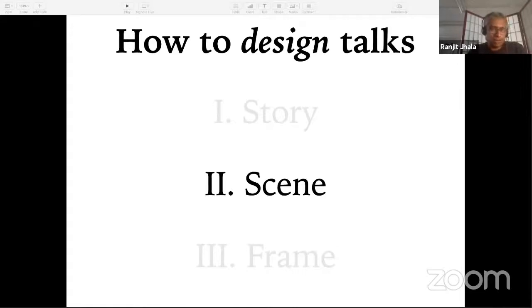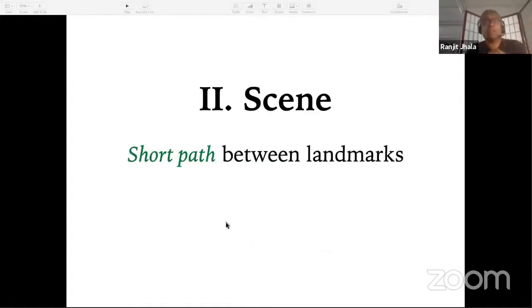Okay, great. So now let's talk a bit about designing scenes. So what is a scene and how does the scene connect with the story? To me, a scene is the following. A scene is essentially a very short path between two landmarks. Remember how we took the entire trajectory and broke it up into landmarks. To me, a scene is an individual edge in that graph. It's a short trajectory between two landmarks.